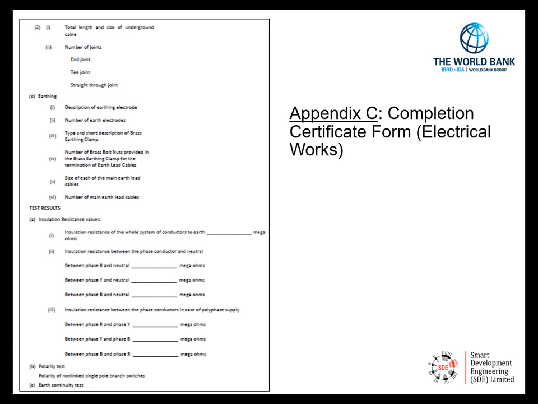As you will see here, the old existing color code is indicated with respect to the colors of phases. This is the old existing IEE standard. A note to the code user with respect to the completion form here, any new installations would need to be changed to the new color code indicated in the IEC standard. Next is item B, polarity test. Polarity of non-linked single-pole branch circuits, and C, earth continuity test. A continuation will follow on the next slide.